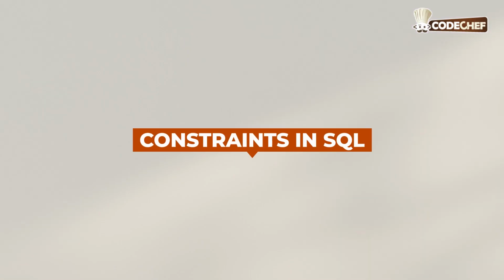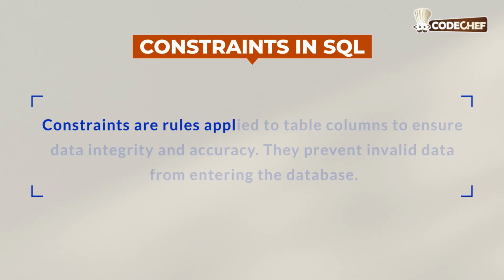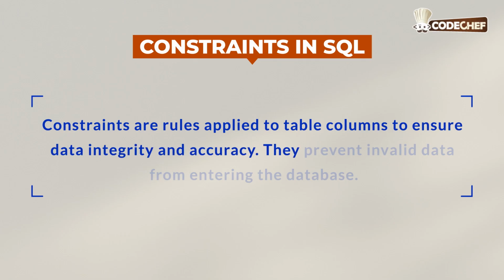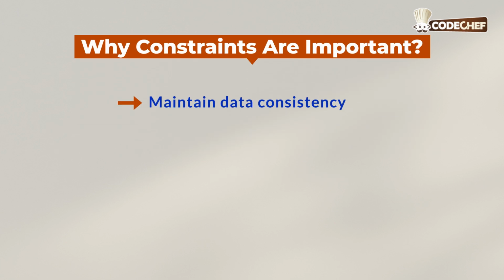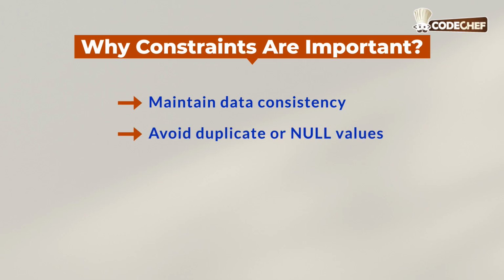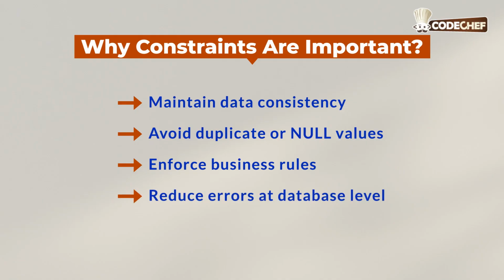Constraints in SQL. Constraints are rules applied to table columns to ensure data integrity and accuracy. They prevent invalid data from entering the database. So why are constraints important? They help us in maintaining data consistency. They avoid duplicate or null values. They enforce business rules and reduce errors at database level. And this is what makes constraints one of the most important parts of SQL.